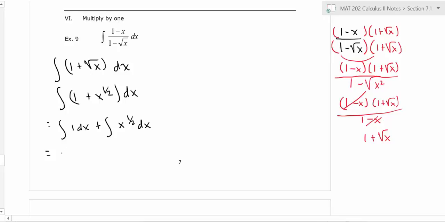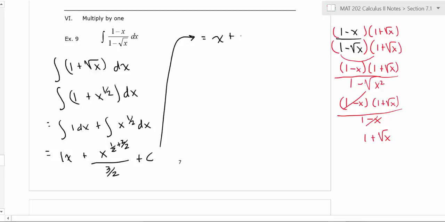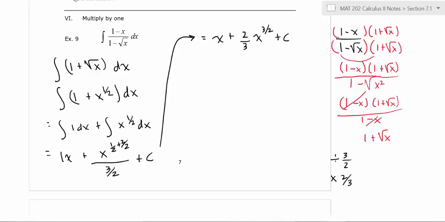The integral of a constant is just x, because the derivative of x is 1. Then you use the power rule, so you add 1 to the exponent, so I'm going to add 2 over 2, and divide by the result. The result of that is 3/2. Then you have plus c, and then we'll clean it up a little bit. So we have x plus, and we're dividing by 3/2. If you divide by 3/2, you're multiplying by 2/3. So it's going to be plus 2/3 x to the 3/2 plus c. Then that should be your solution to that problem.